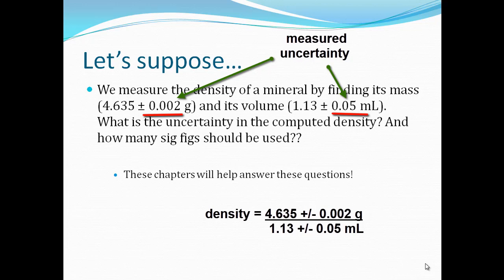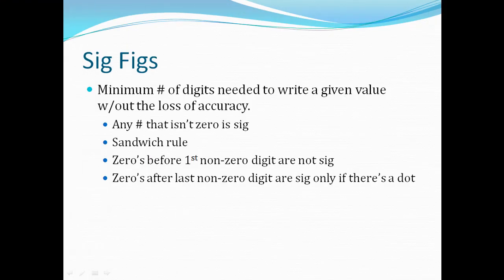Every measurement that you do has an error associated with it. So we have to express those errors correctly with the correct number of sig figs, and that's what we're going to learn. What is the purpose of sig figs? Well, it gives us the minimum number of digits needed to write a given value without the loss of accuracy. Remember, the whole point here is that we're doing a bunch of chemical measurements, and you don't want to lose any accuracy when you're trying to compute the numbers from your data.